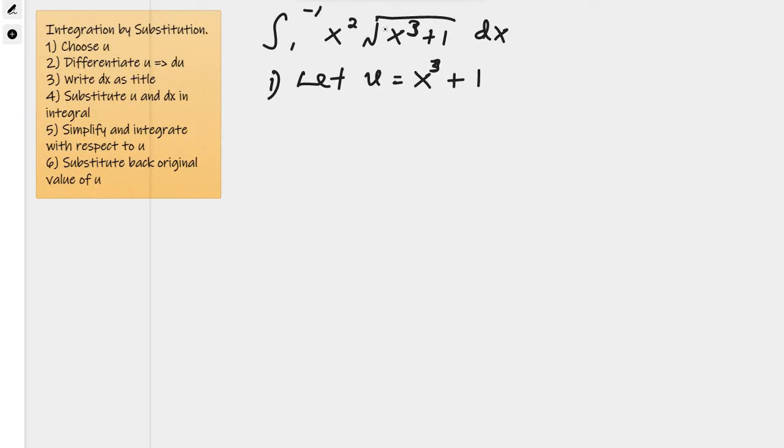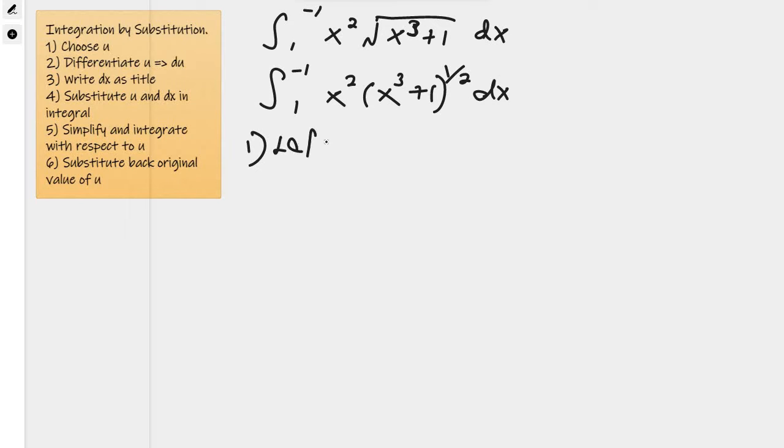Okay, and later, again, this one actually you need to change to become a power first. Again, I forgot to do that. Let's change it to become the power first. -1 to 1 x squared, x cubed plus 1. Change it to become a power so that it is easier for you to integrate later. So again, first step, you let u be x cubed plus 1.